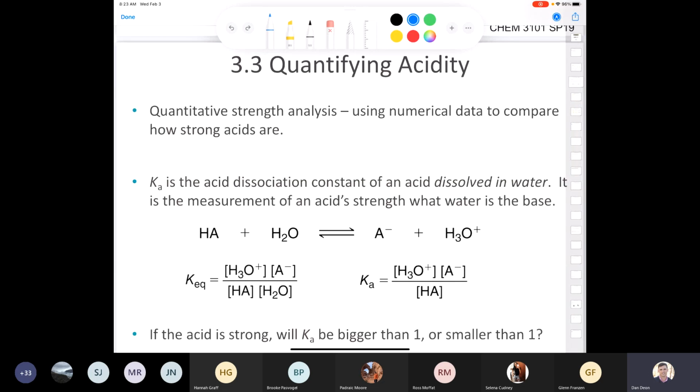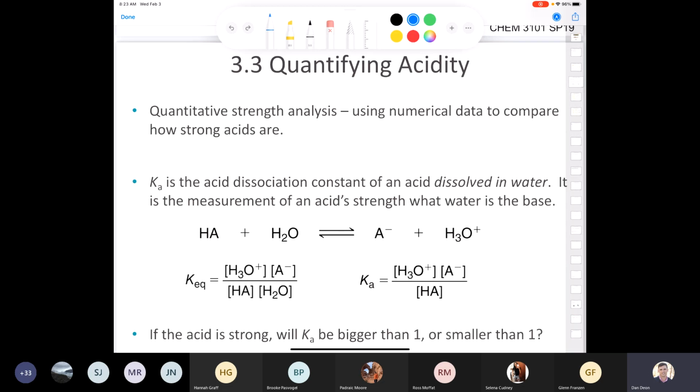And when we're talking about how strong an acid is, right? How do we quantify how strong an acid is? Is there a number that we can use to measure how strong an acid is? And the answer is yeah, we can actually use numbers to give us an idea about relative strengths of acids. Let me show you how you do that.